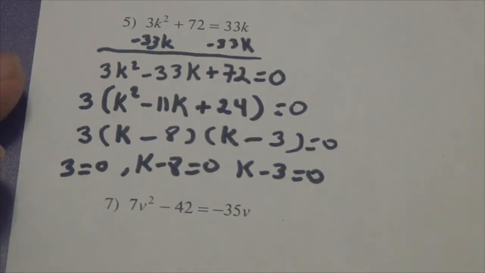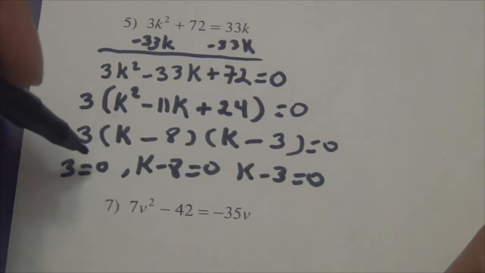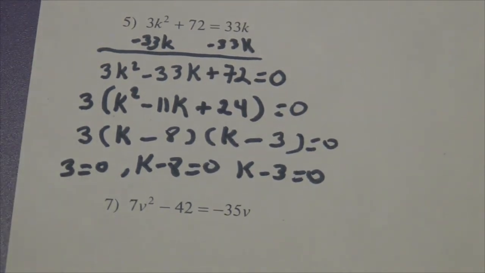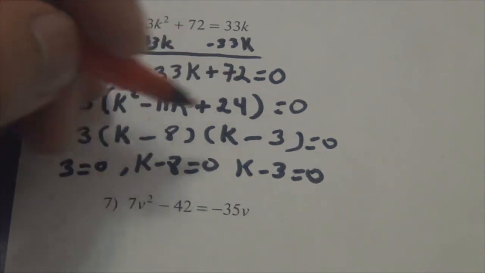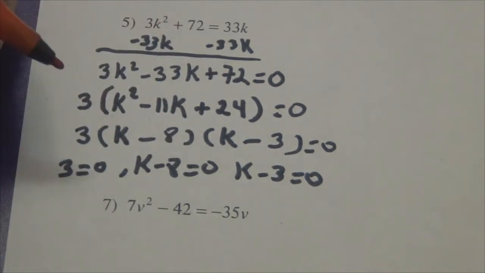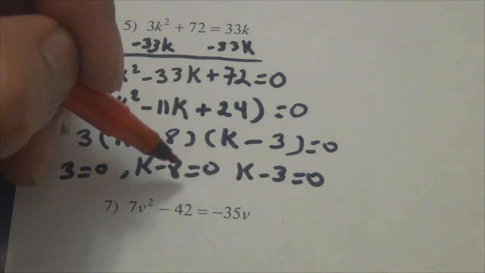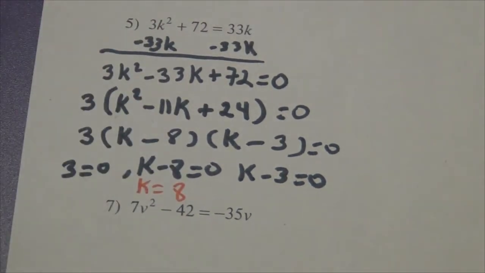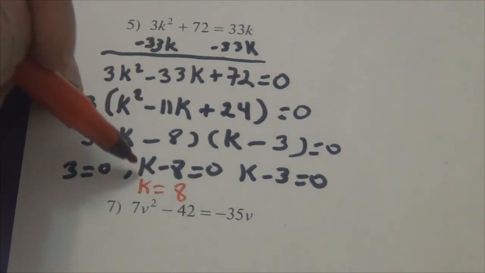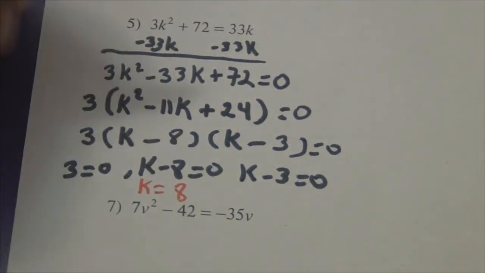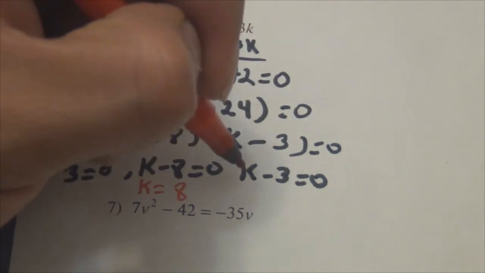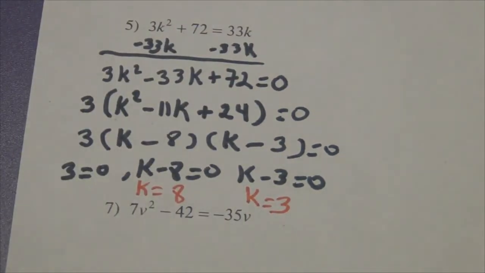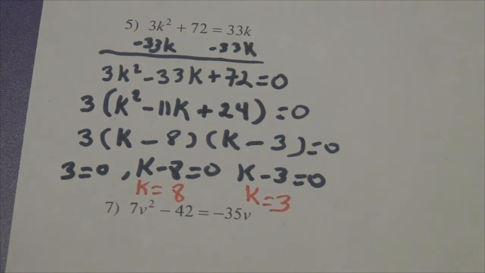And now let's find our solutions. Can 3 ever be equal to 0? No. So 3 is not a solution. Can k minus 8 equal 0? All you have to do is add 8 to both sides, and k becomes 8. Or just ask yourself, what number minus 8 is 0? 8. Okay. K minus 3 equals 0. What number minus 3 is 0? 3. Okay.